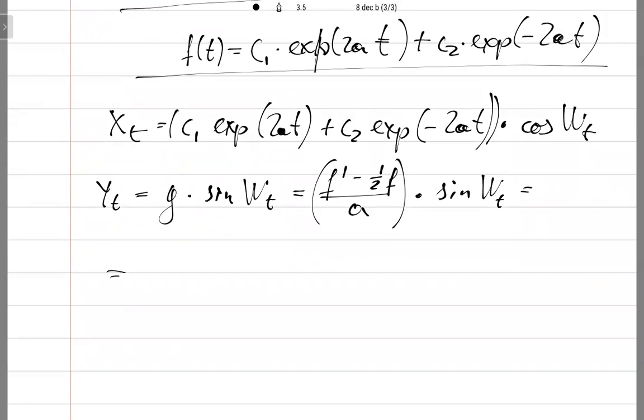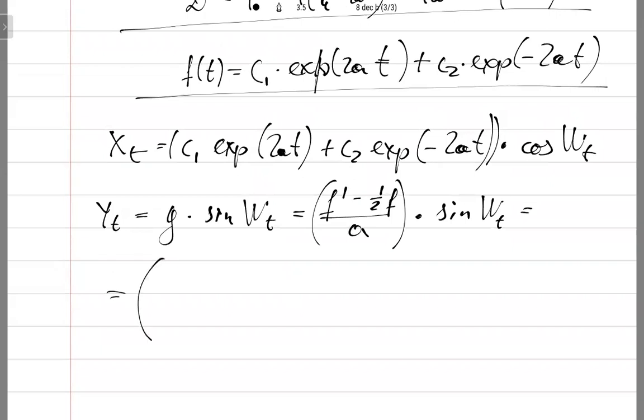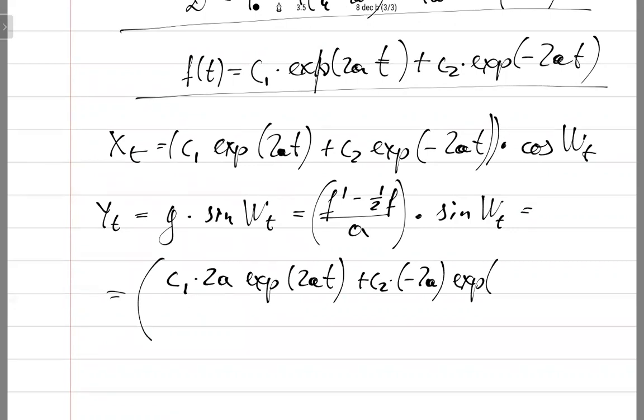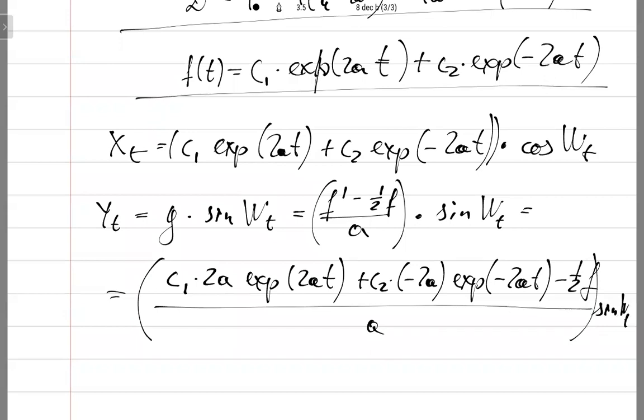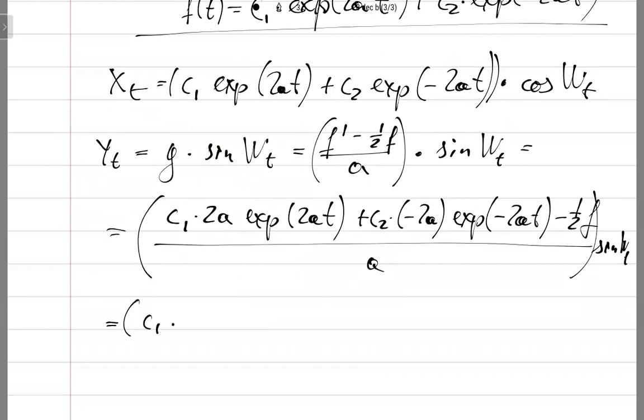Let's take the derivative. We cannot do it without. It will be C1 times 2A exponent of 2AT plus C2 times minus 2A exponent of minus 2AT, minus 1 over 2F divided by A times sine of WT. We go on and we get C1 exponent of 2AT plus, no, minus 2C2 exponent of minus 2AT.